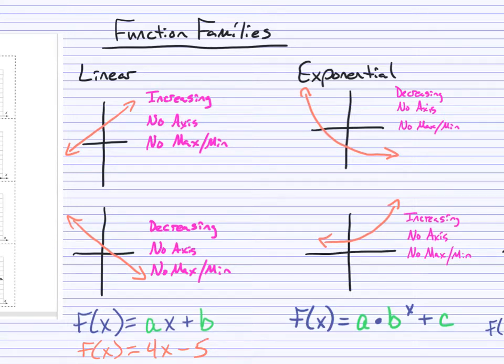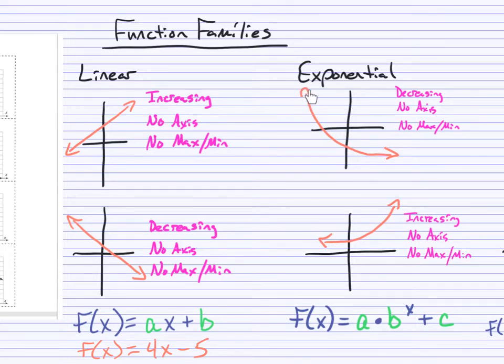Now over here on the right, we're going to learn about the exponential function family. This example right here is decreasing because it starts off up here and it's going down as it goes to the right. So this one is decreasing. There is no vertical axis of symmetry. There is no horizontal axis of symmetry in this example. This one also has no maximum or minimum, just like linear.